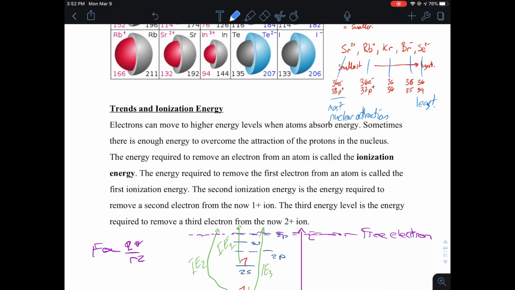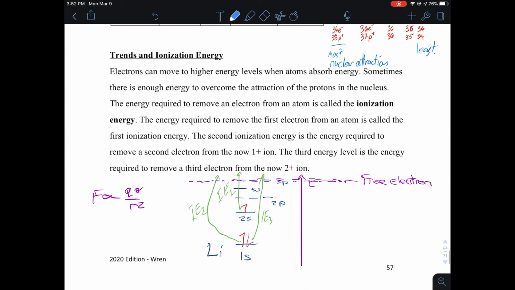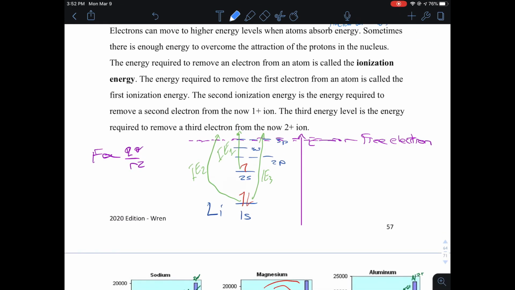Okay, and the last thing to talk about is the ionization energy. This is the energy required to remove an electron. Electrons can be removed one at a time. Every time you go to remove an electron, you're removing it from its highest energy position first, from the outside edge first. So usually from the highest n value first, and then keep going down.